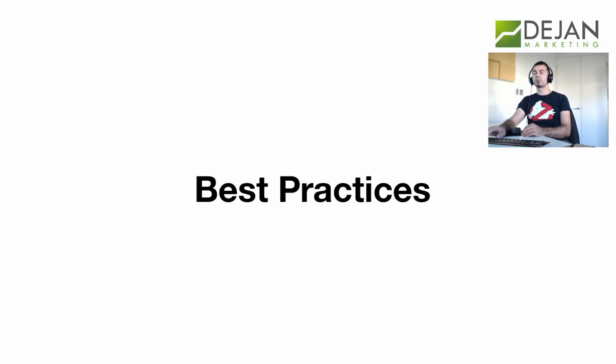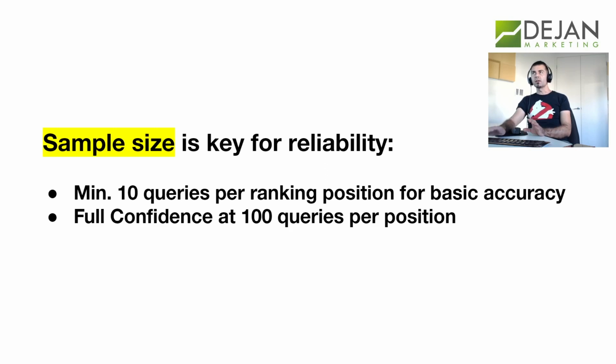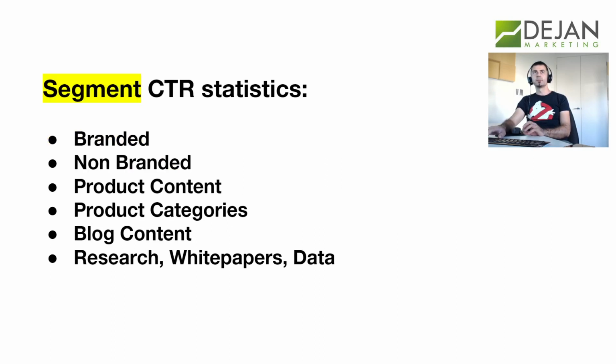So some of the best practices when performing analysis and a testing process like this: the key is sample size. You need minimum 10 queries per ranking position for basic accuracy. And ideally, if you run a very large website, full confidence statistically at 100 queries per position, there can be no mistake about what an average click-through rate will be per position. Second one is you need to segment your CTR statistics. One of the most important ones is to remove the brand, because branded terms have very high click-through rates and they will skew your averages and make the whole purpose of the exercise meaningless.